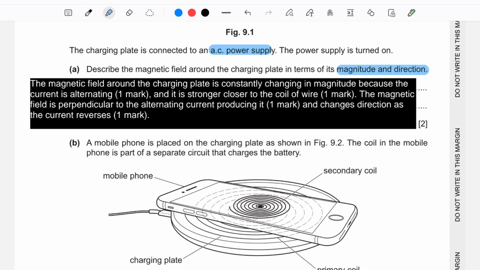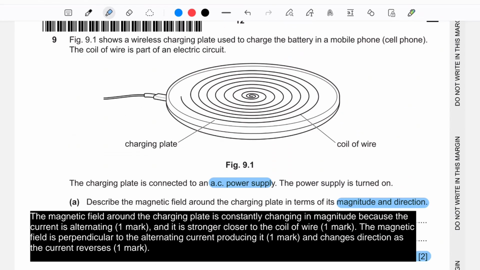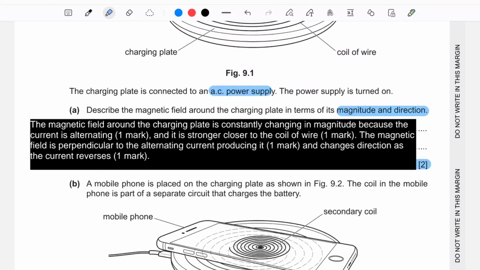The magnetic field around the charging plate is constantly changing in magnitude because the current is alternating, and it is stronger closer to the coil of wire. The magnetic field is perpendicular to the alternating current producing it, and it changes direction as the current reverses. This is a 2-mark question, but I've included 4 points. But writing any 2 points would get you the 2 marks.